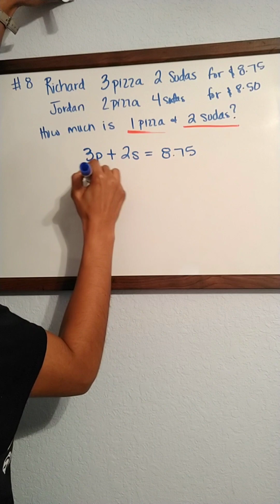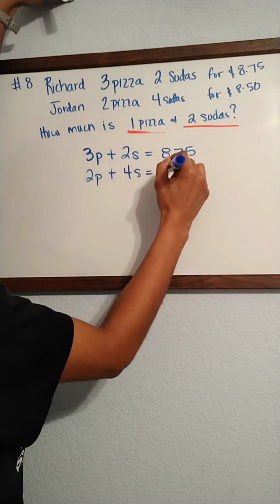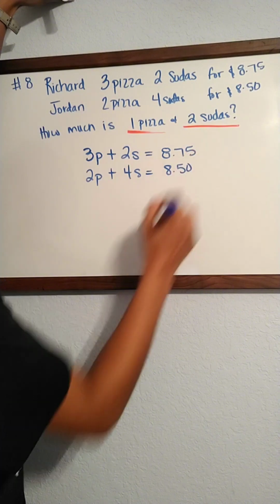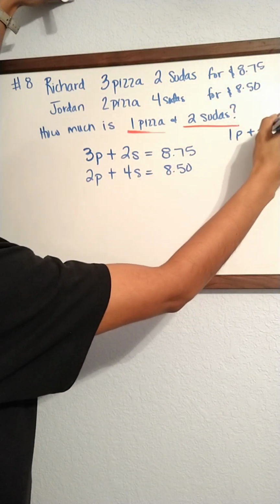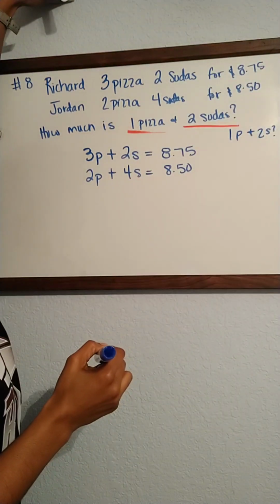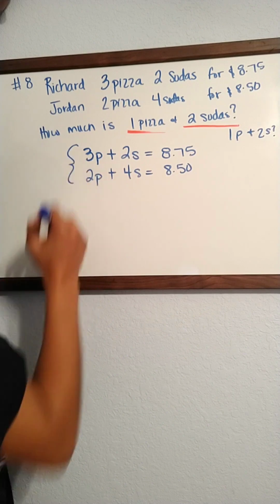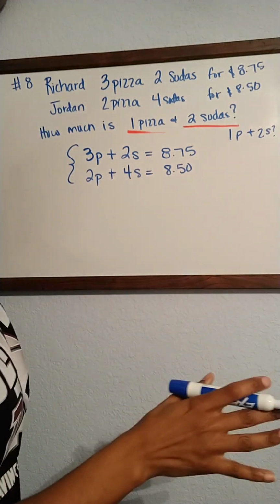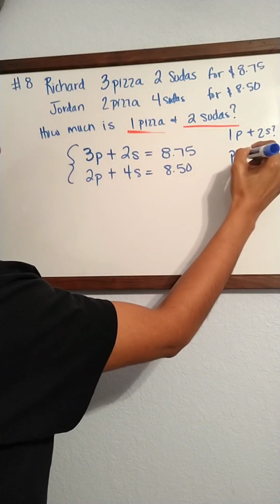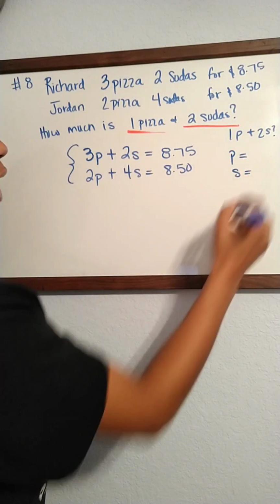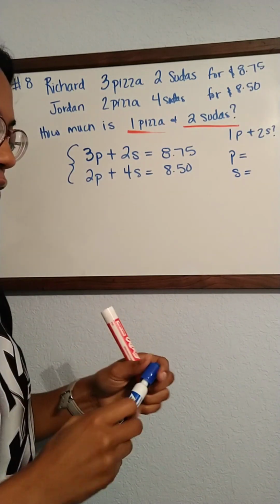Now, Jordan bought 2 pizzas and 4 sodas for $8.50. And they're asking us how much 1 pizza and 2 sodas is going to cost. So that's our end goal, to figure that out. You'll often see this with that little bracket right there, which lets you know that it's a system of equations. I need to figure out what P is equal to, and I also need to figure out what S is equal to.